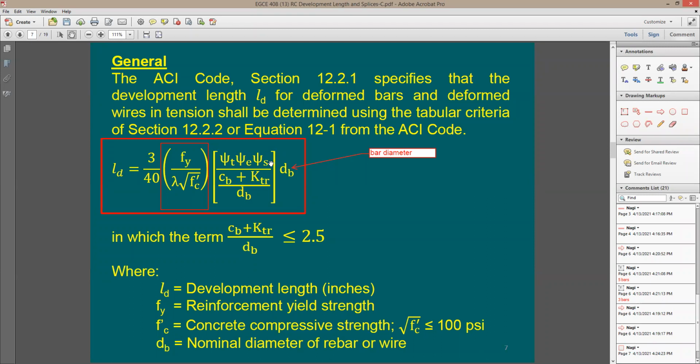Now I'm looking here at the three factors, and this factor is called psi sub t, psi sub e, psi sub s. You just multiply them by each other. So we need to know what these factors are for.